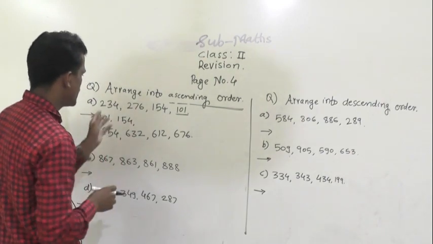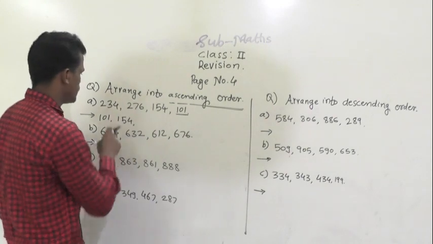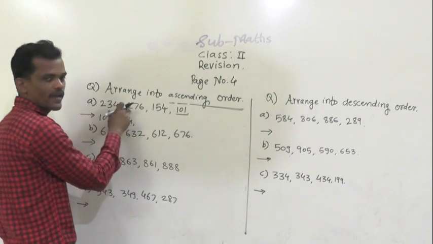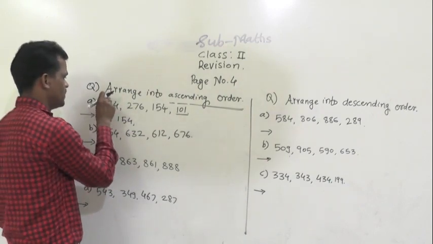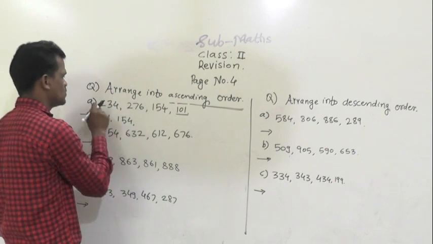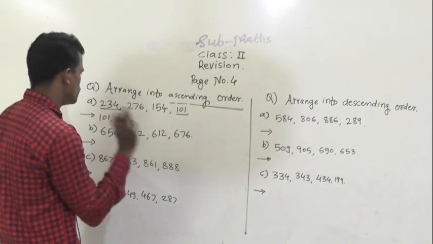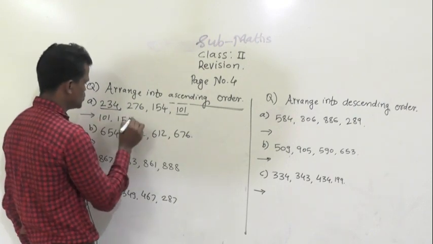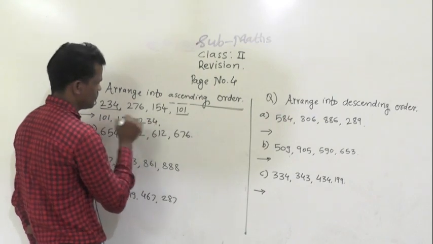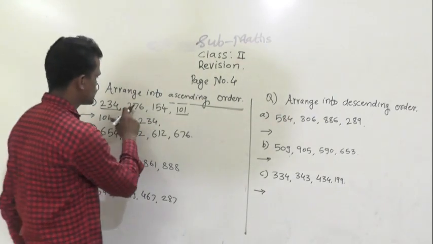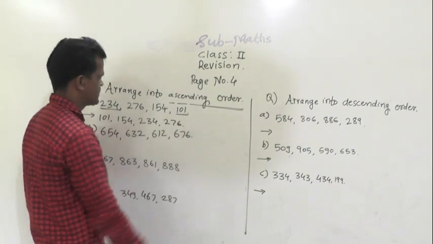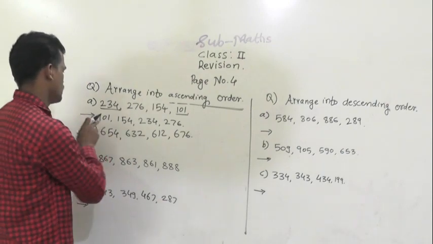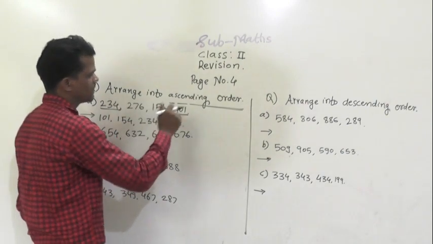Now decide which number will come after 154. In these two numbers, 2 is common at the hundreds place, so compare the tens place digit, here 3, here 7. So this number is smaller than 276. Write 234 at the third position, then at last 276. This is the increasing or ascending order. See here, every time the number is becoming bigger.